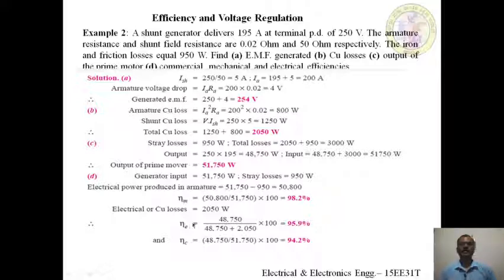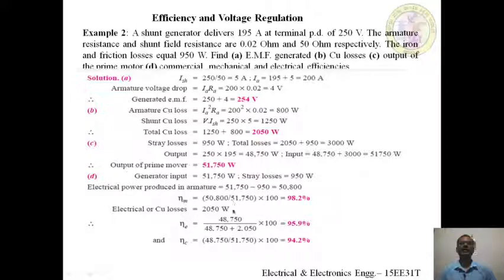Electrical efficiency is output power by power developed in the armature. Power developed in the armature is its output plus this loss, that is C by B, where P is power developed in the armature. We get 95.9. Commercial efficiency is output of the generator divided by input of the generator, that is output of the prime mover. Both we have calculated, 48,750 divided by 51,750 into 100, we get 94.2.